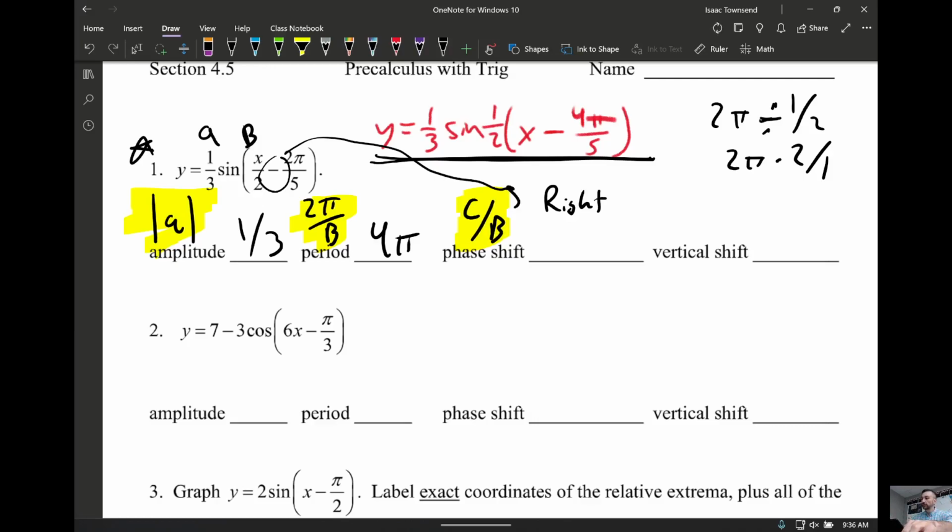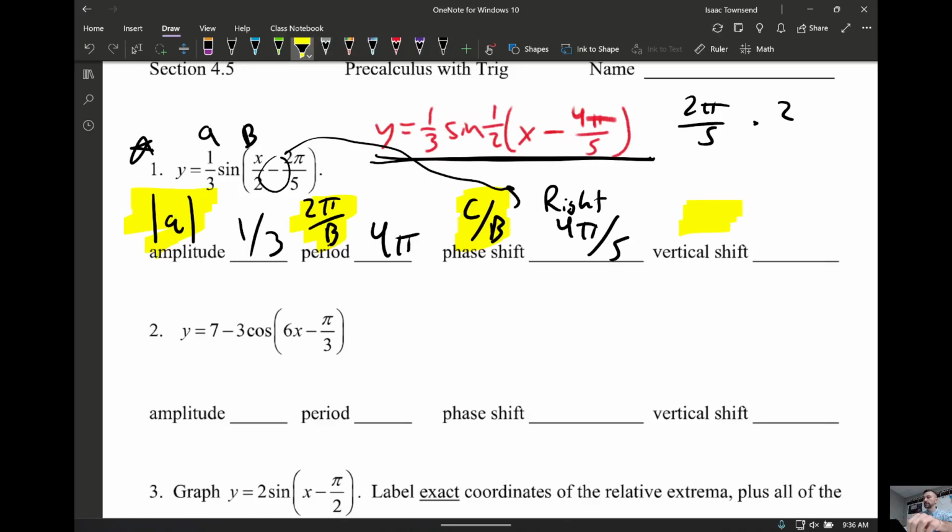So 2 pi over 5 divided by pi over 2 is the same thing as multiplying by 2, which is 4 pi over 5. And then vertical shift, if you want to call it a formula, would be the D value. D could be at the front or the end. That's if you're adding or subtracting something. And this one doesn't have any. Does not have a D value, so there is no vertical shift. Obviously, you need to say none. If you leave it blank, it looks like you don't know.